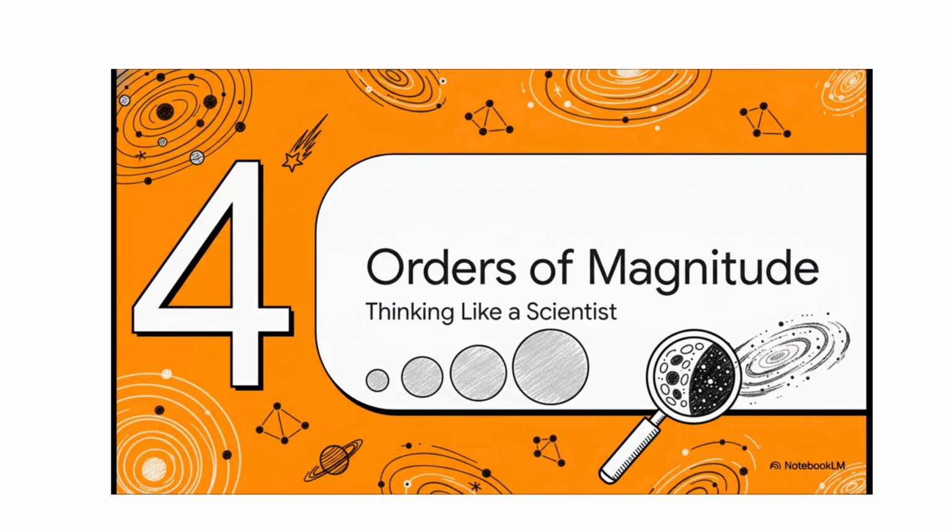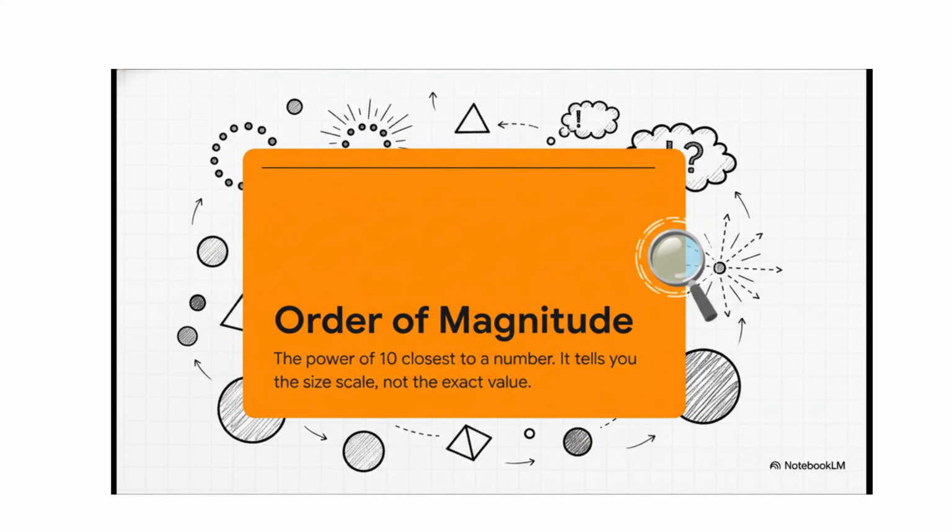So now that we have the mechanics down, we can zoom out and start using this to think differently about the world, to really understand the sheer scale of things, just like a scientist would. And this brings us to this really cool idea called order of magnitude. Basically, you forget the exact number for a second. The order of magnitude is all about that power of 10. It just gives you a quick ballpark estimate of how big something really is.